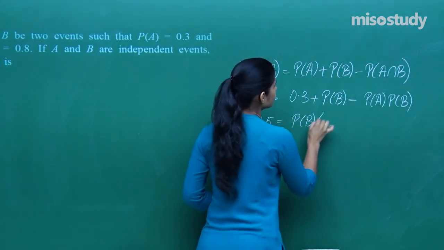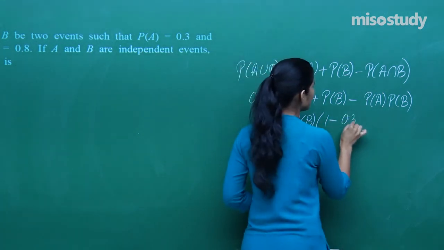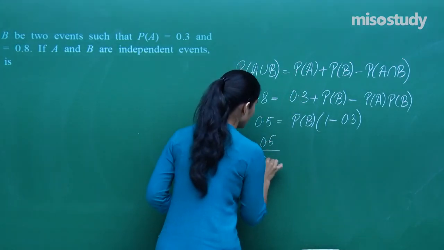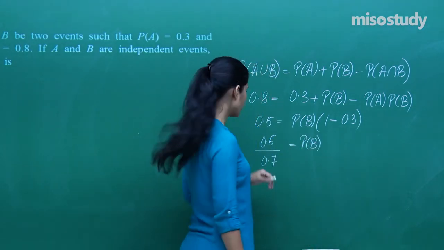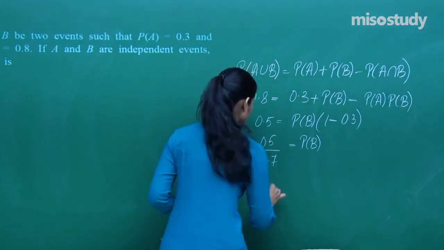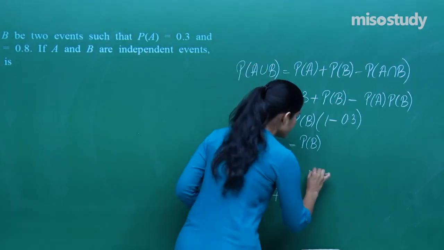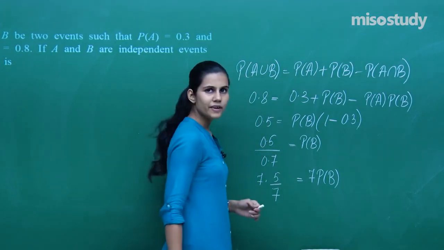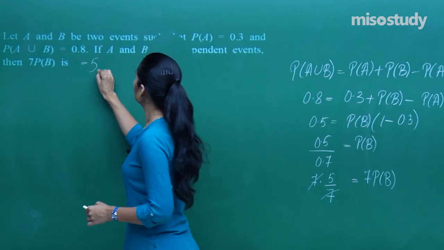Probability of B comes out common. 1 minus probability of A, 1 minus 0.3, which is 0.7. So you get 0.5 upon 0.7 is probability of B. What is this? 5 upon 10, and this is 10 upon 7. So you just get 5 upon 7. You want the probability of 7 times probability of B. 7 times probability of B is 7 times 5 upon 7, which eventually gives you the integer 5 as the answer.